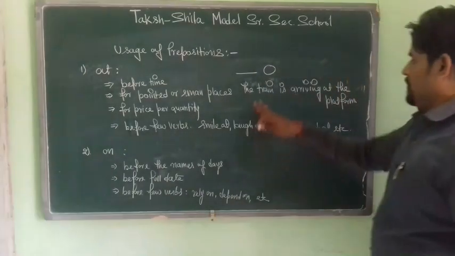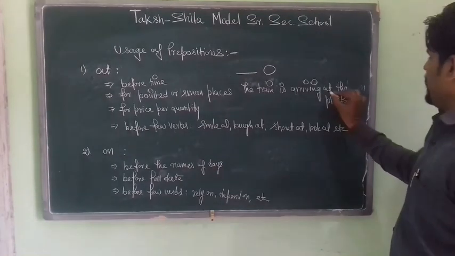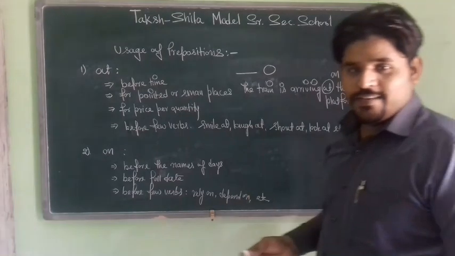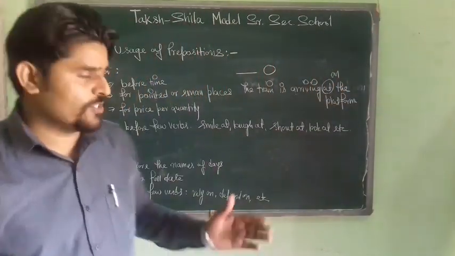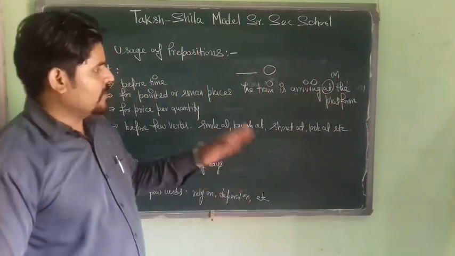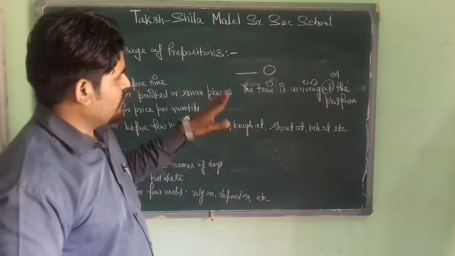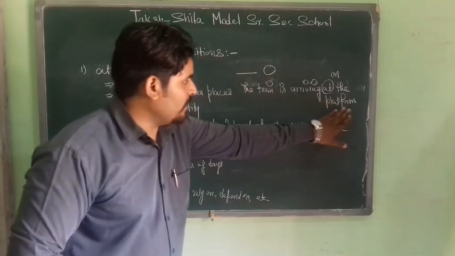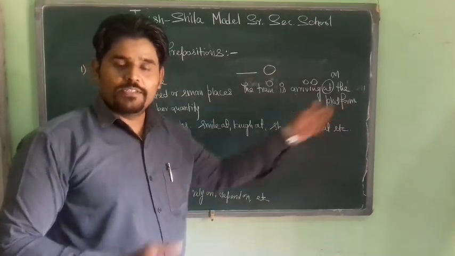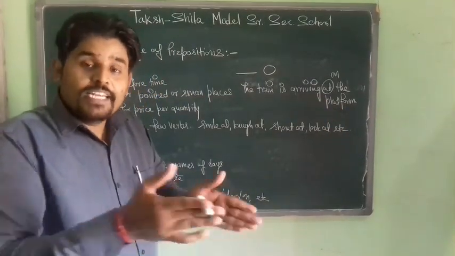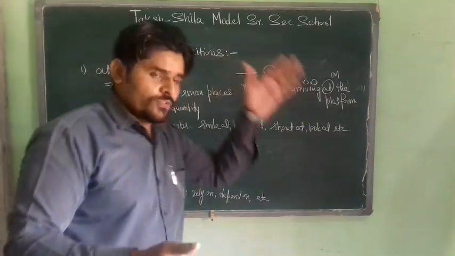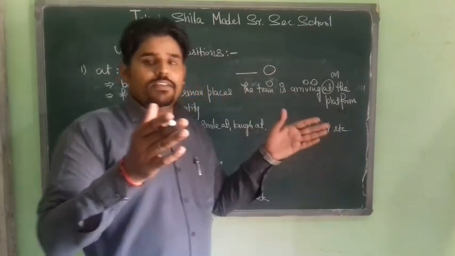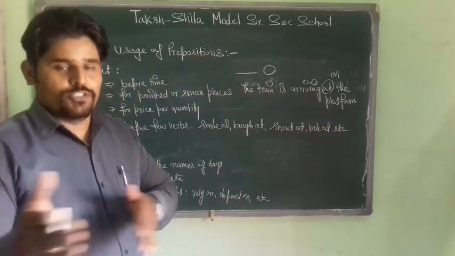Now read this example. The train is arriving at the platform. If in place of at, I use on, can you believe what the situation is now? The situation becomes quite funny. You can simply imagine that if the train comes on the platform, it means the train leaves the tracks and comes onto the platform, a place where passengers stand, right? They await the train, right?